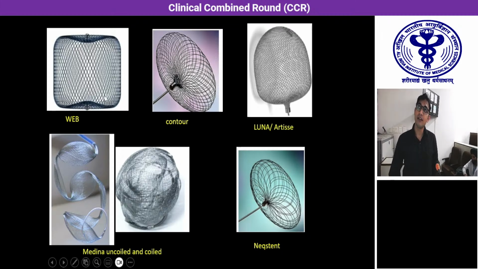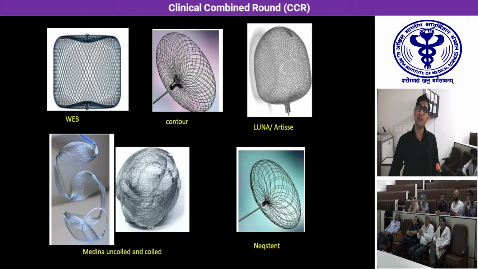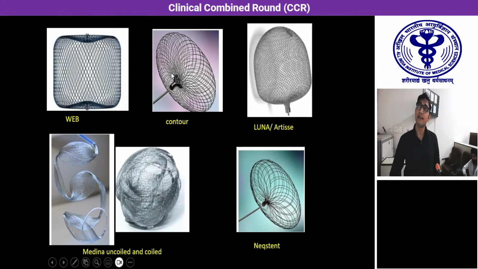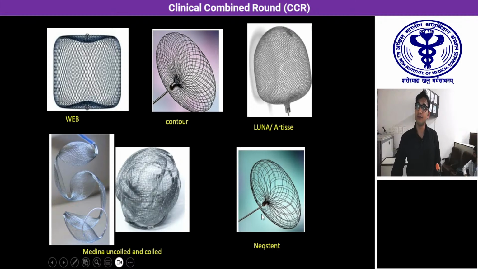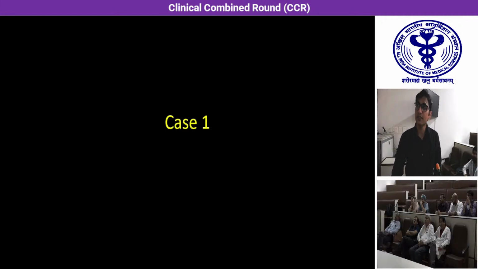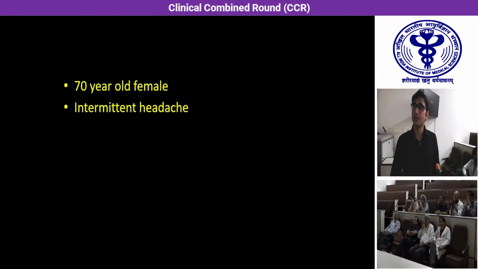The most common and the most studied is the WEB, which was introduced in 2010, and most of the cases in the world have been done with this device only, WEB. And then the Contour, which is the modification. And then Luna, the Medina uncoiled and coiled form, Nextent. These are other endosaccular devices currently being used. So let's start with the cases that were done in our department.